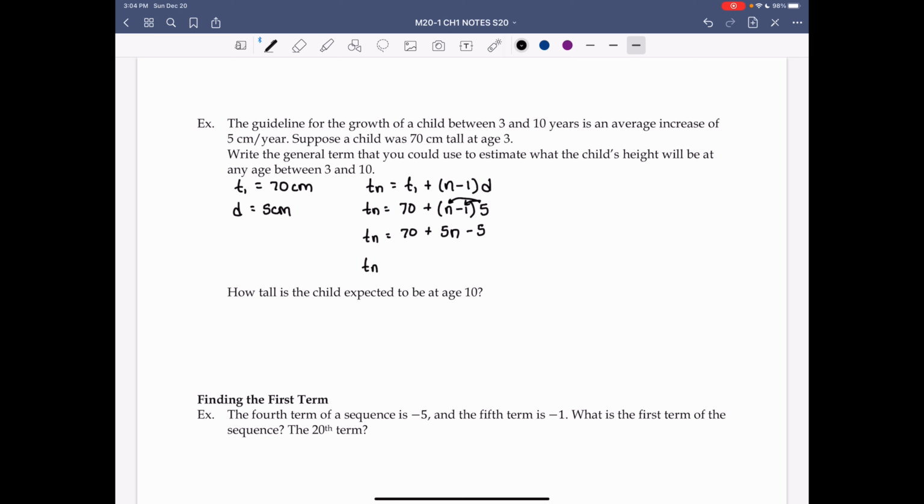Combine like terms. We get, you can put the n first or last, doesn't matter. So 5n, 70 minus 5 is 65. So 5n plus 65 is our general term.